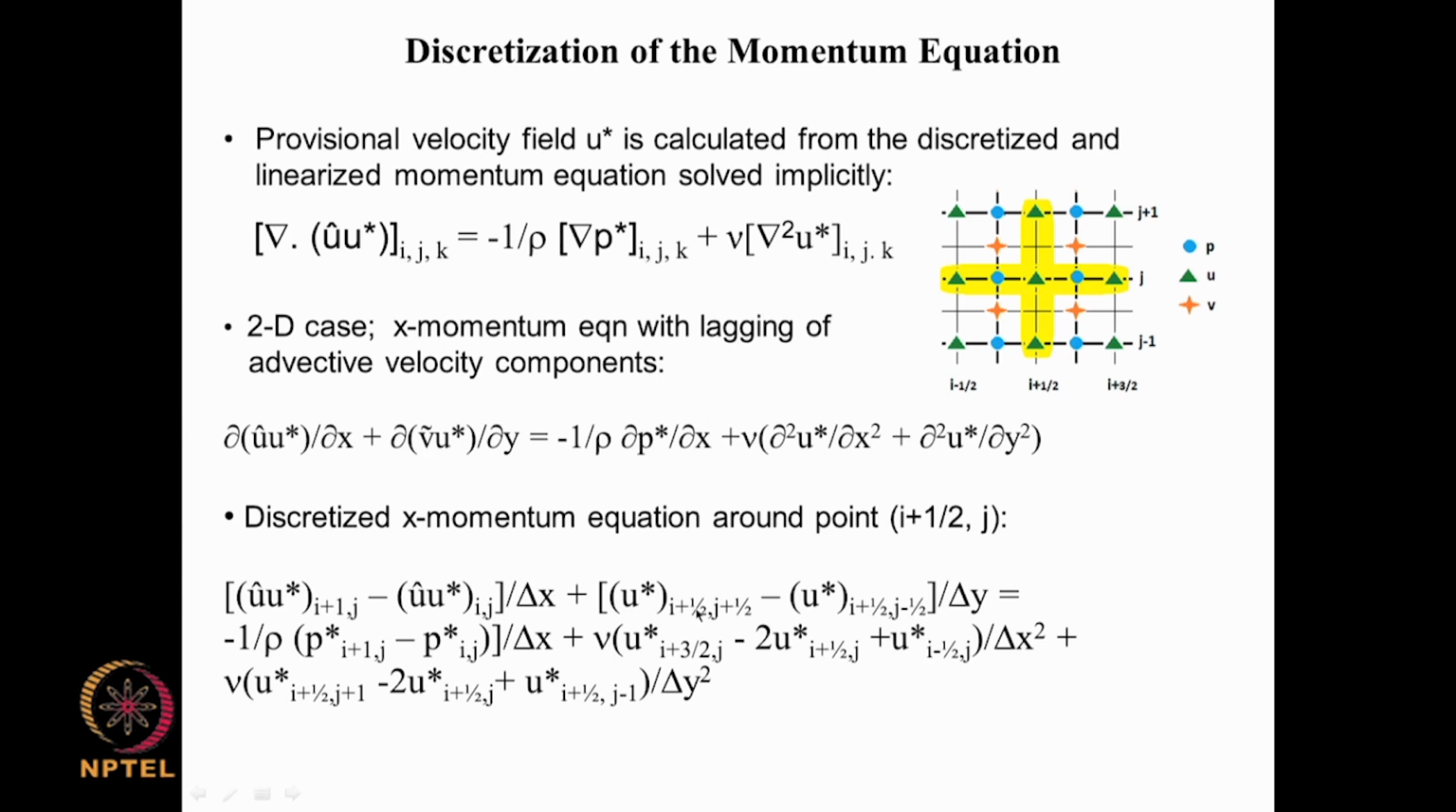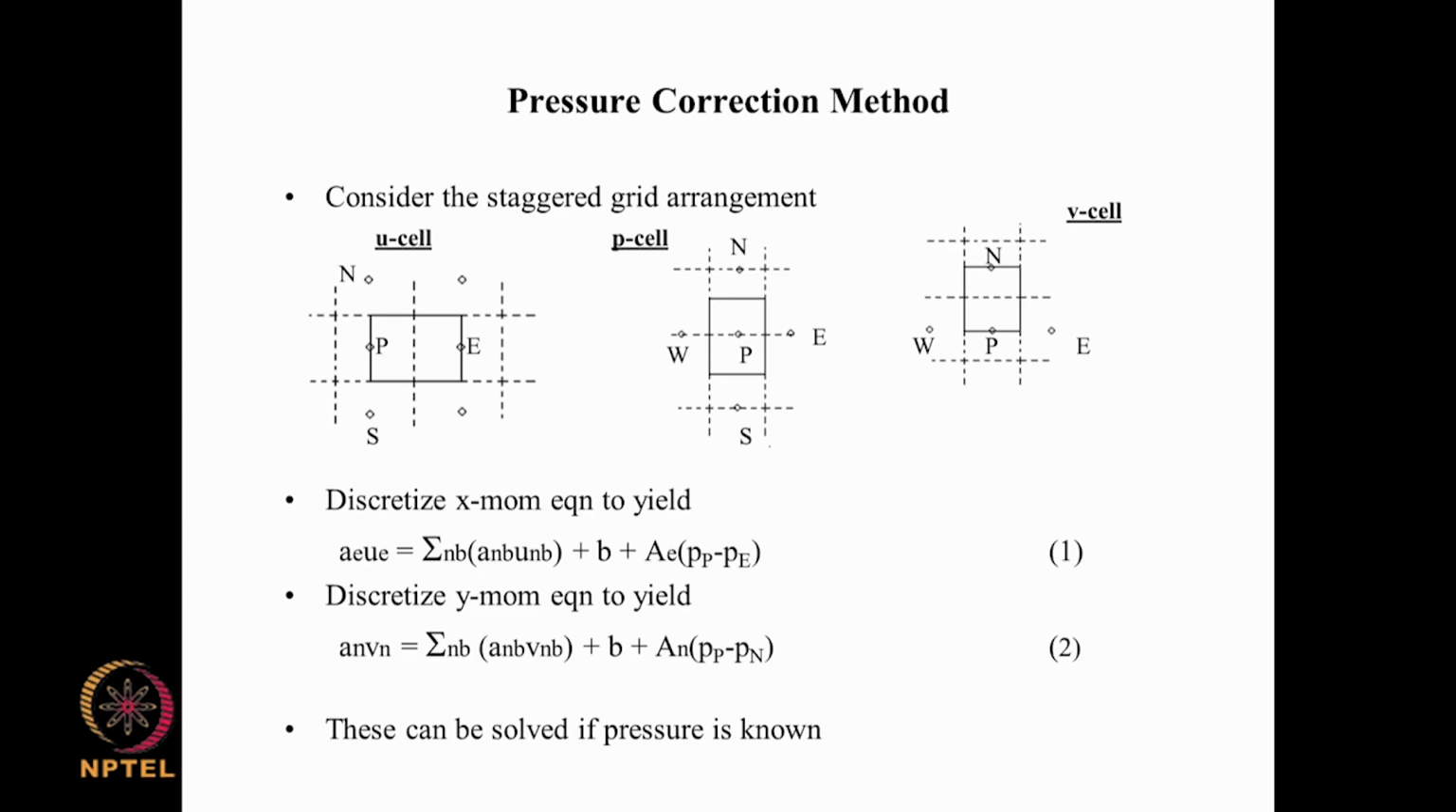So this is evaluated at i plus half, j plus half and j minus half. In this case we need to have v tilde at j plus half and j minus half, that is obtained as the average of these two. So, using these kind of approximations we can come up with a discretized equation.